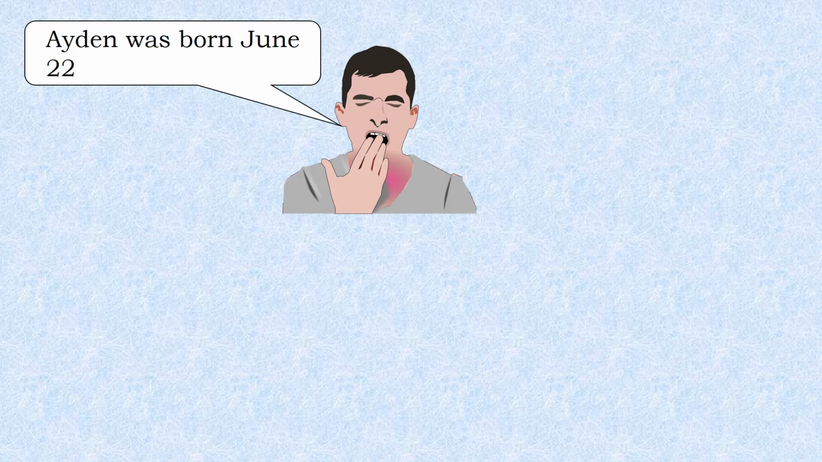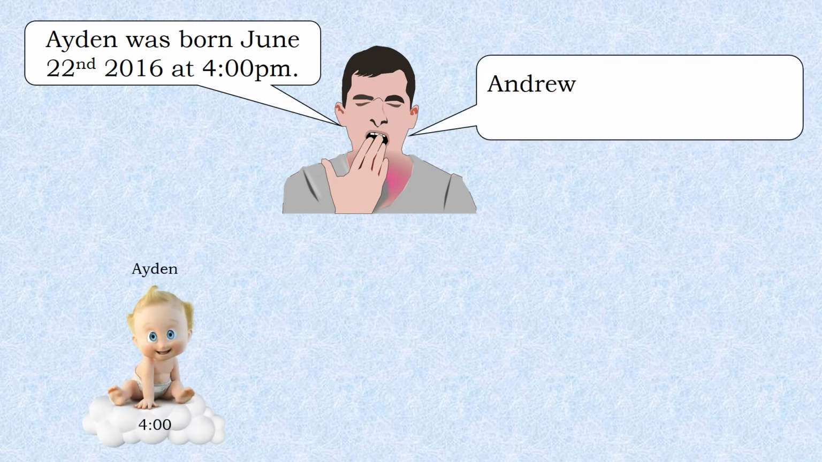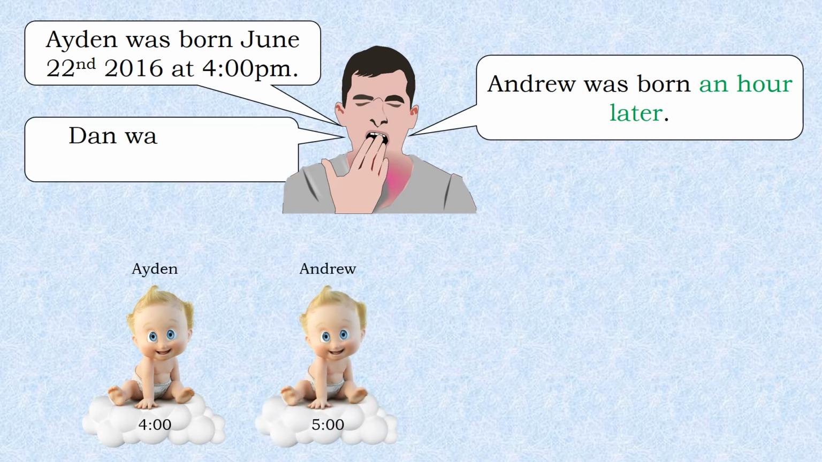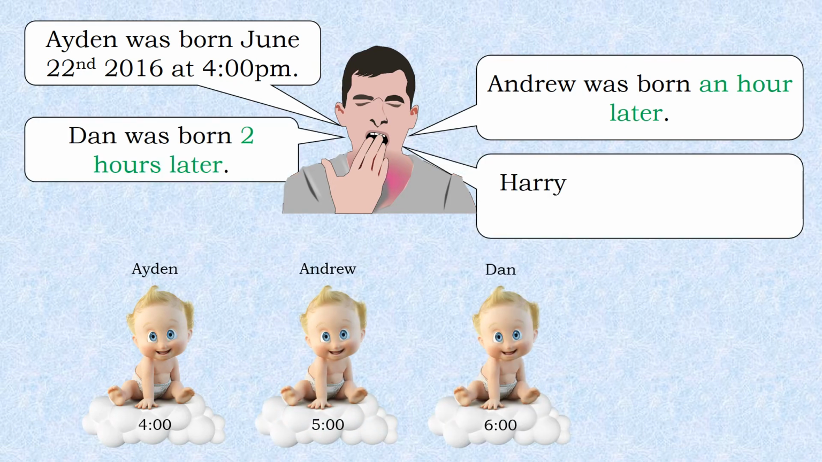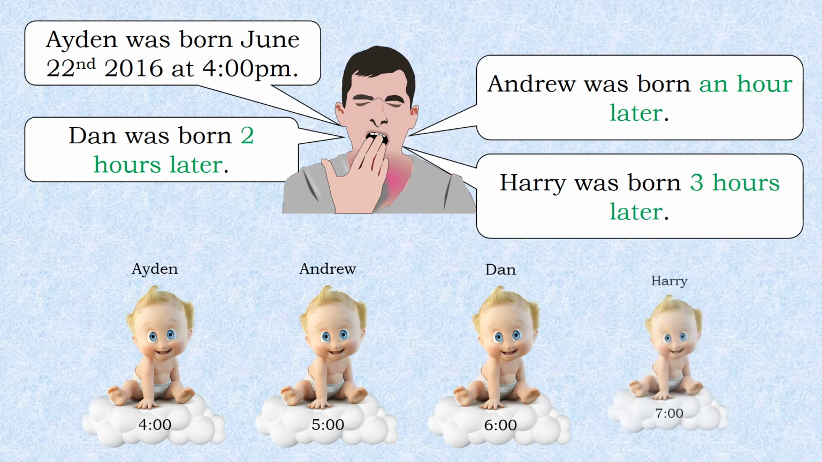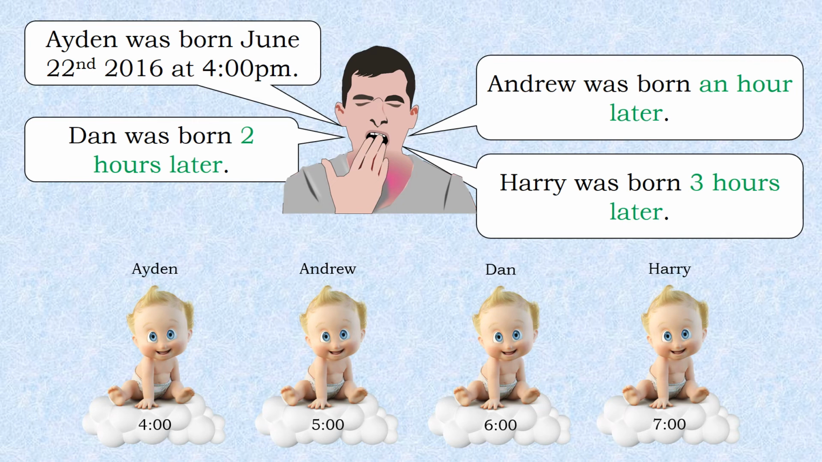"Aiden was born June 22nd, 2016 at 4 o'clock p.m. Andrew was born an hour later. Dan was born 2 hours later. Harry was born 3 hours later." The original event was Aiden's birth on June 22nd. All of the other births are spoken about after Aiden's birth.